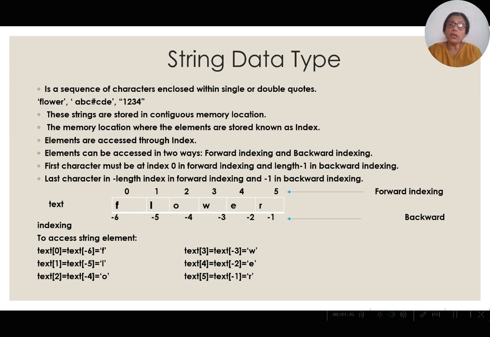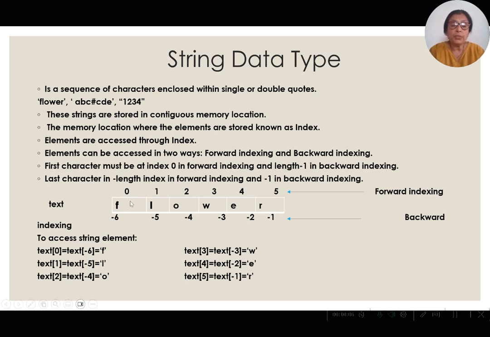There are 7 characters. Character means it can be alphabets or digits or special symbols or white spaces or escape sequences or no character. If it is no character, as I told you, it is a null string. So even if digits are there, if you keep them within the quotes, then it becomes a string literal. Okay, these strings are stored in continuous memory locations. The memory locations where the elements are stored are known as the index. That's why the elements are accessed by the index.